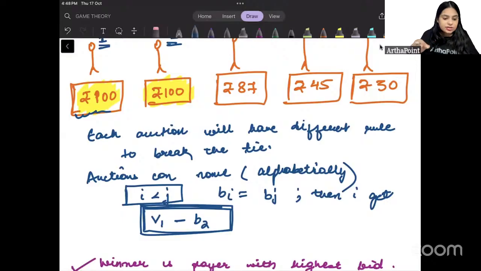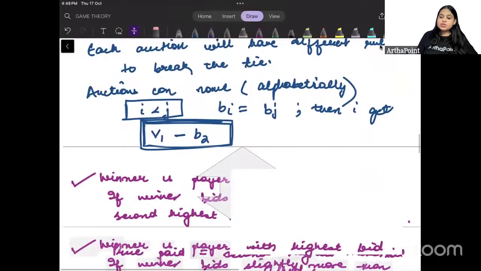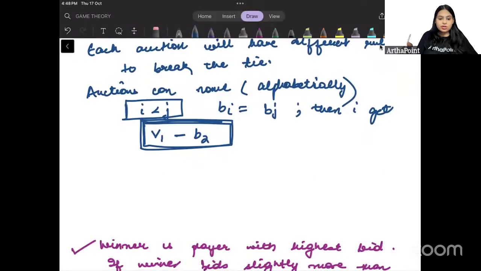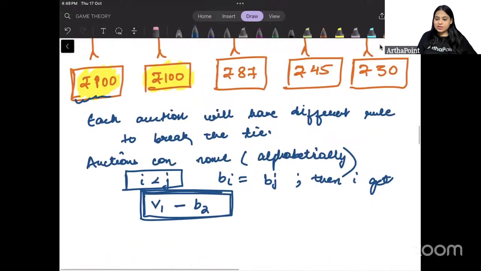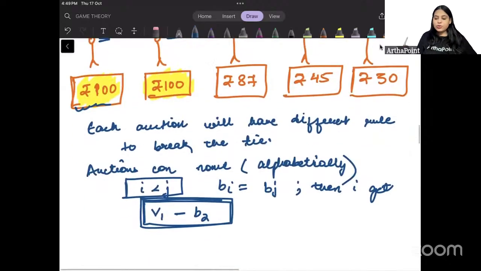Now, the third one that we have is, in this case, second highest bid is also the same, right? Second highest bid is also 100 only. Matlab, the second person is also bidding 100 only. So ideally, it will be valuation minus bid.